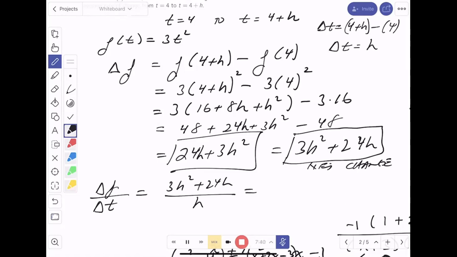And what do you get here? I expect to do some arithmetic and some simple algebra. It would be 3h plus 24. I want to make sure you look at the key and you're seeing those answers in the key.